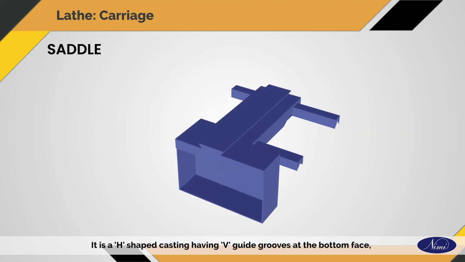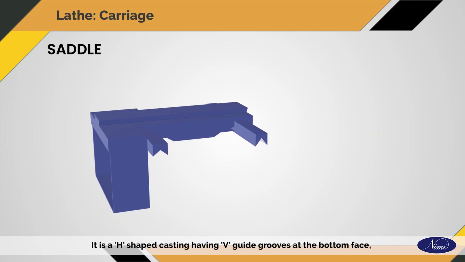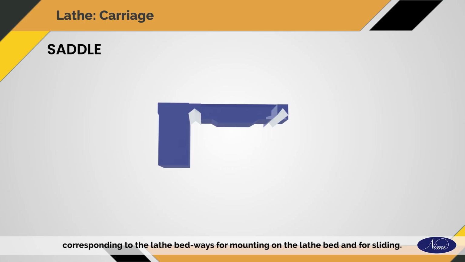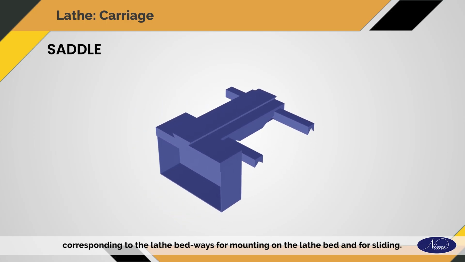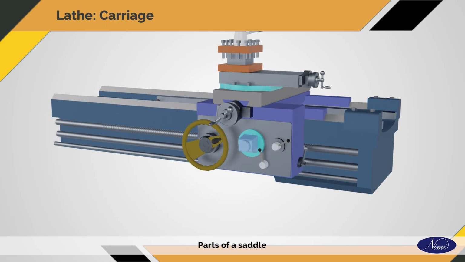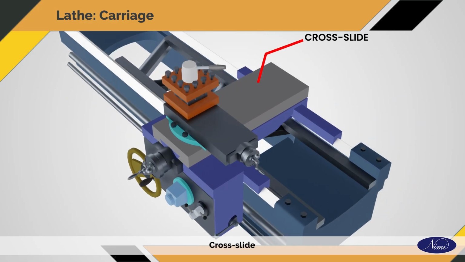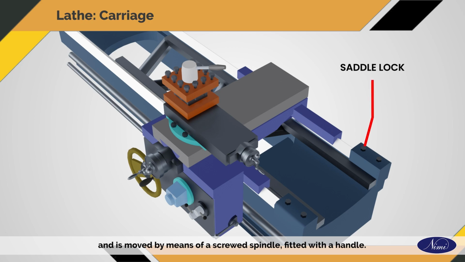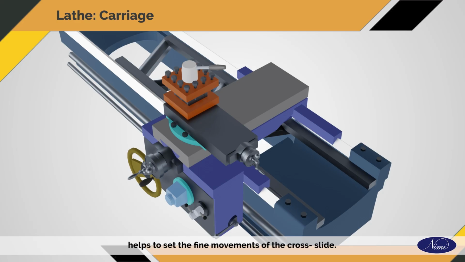Saddle. It is an H-shaped casting having V-guide grooves at the bottom face corresponding to the lathe bed ways for mounting on the lathe bed and for sliding. It supports the cross slide, which in turn supports the compound rest and the tool holder. Parts of a saddle. Cross slide. The cross slide is mounted on the top of the saddle and it provides cross movement for the tool. This is fitted at right angles to the bed and is moved by means of a screwed spindle fitted with a handle. A graduated collar mounted on the screw rod along with the hand wheel helps to set the fine movements of the cross slide.